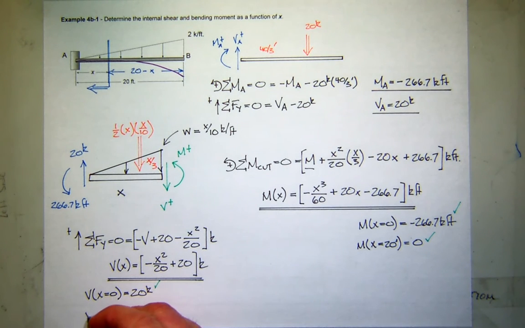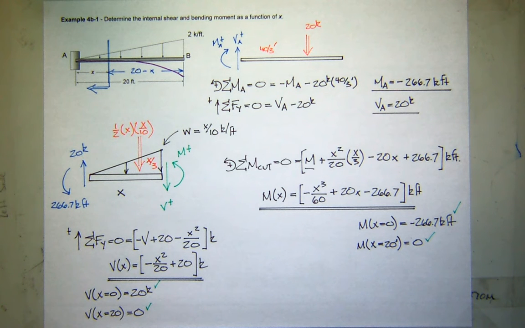I do. What is it? It is 0. Does my equation give me 0 when I plug in x equals 20? I can do that one. The answer is yes. I'm feeling pretty good about this.